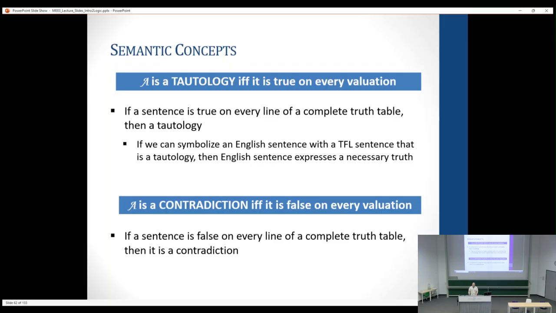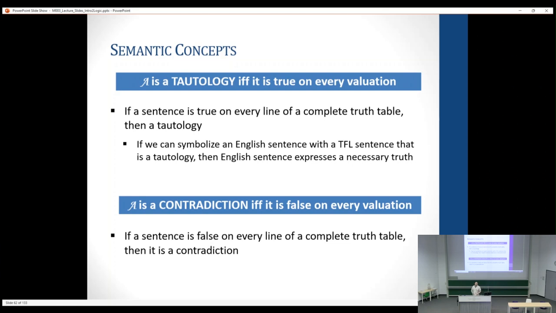So how do we test a sentence to see if it's a tautology or a contradiction? We build a table for it. We look at the column under the operator. If it's all T's, it's a tautology. If it's all F's, it's a contradiction. If it's a combination of T's and F's in the column, what kind of sentence is it going to be? Yeah, it's contingent, right? There are circumstances, valuations, where it's true, and valuations where it's false.